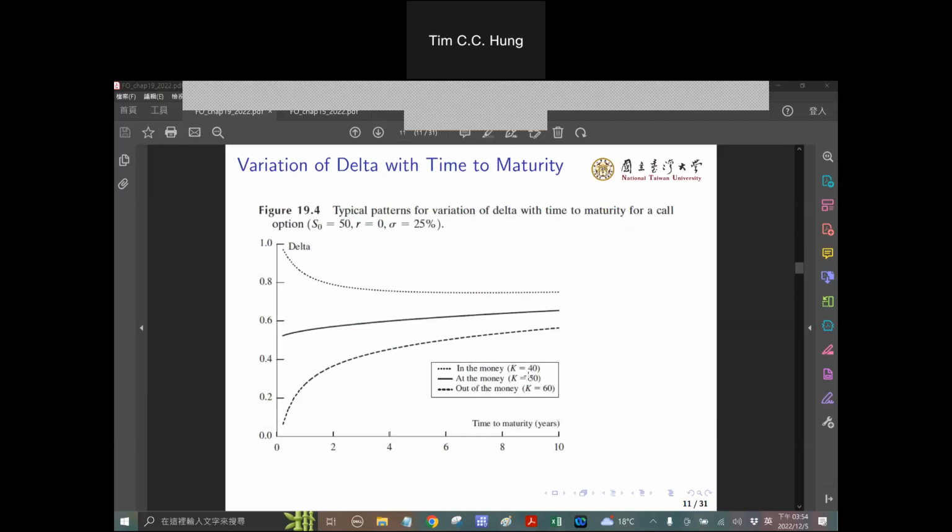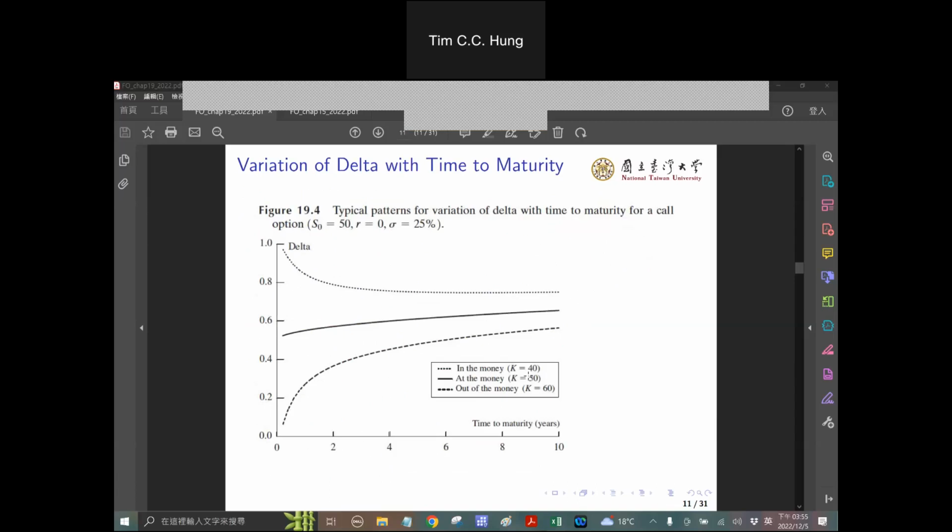So you can see that for in the money options, when we have a time to maturity very close to where the options are almost going to expire, you can see that it converges to 1. You will only remain at a value that's close to 0.5 when we are looking at at the money options. So that was the variation of delta along the time to maturity.